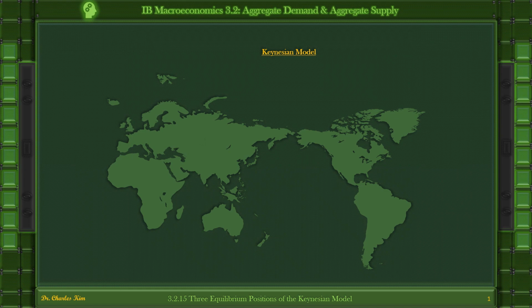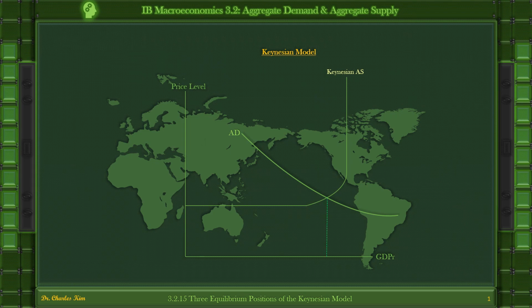As is customary, the x-axis represents real GDP, or GDPR, and the y-axis indicates the general price level. Draw the reversed, L-shaped Keynesian aggregate supply curve, and the aggregate demand curve, AD, with the YPT, at full employment. This is known as the full employment equilibrium.